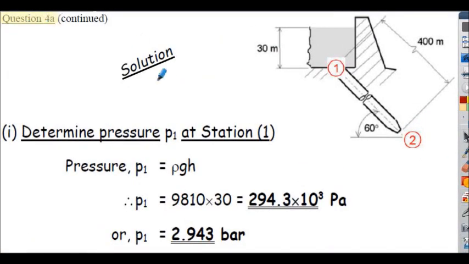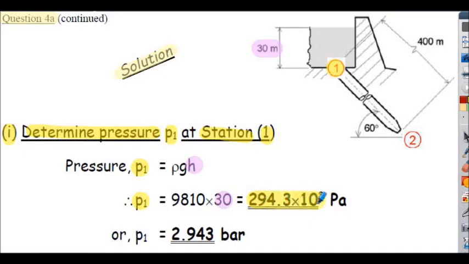Question 4a, solution continued. Here's the solution for part 1, determining the pressure P1 at station 1. Station 1 shown here, it's the inlet to the pipe. So pressure P1 is rho g times the h. Now the h in this case is 30 meters, the head of fluid in the reservoir. So P1 is the weight density, 9,810 newtons per meter cubed, multiplied by 30.